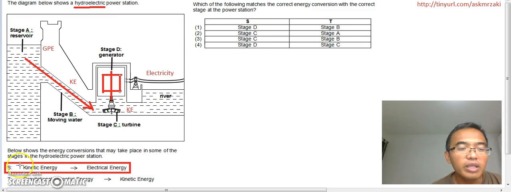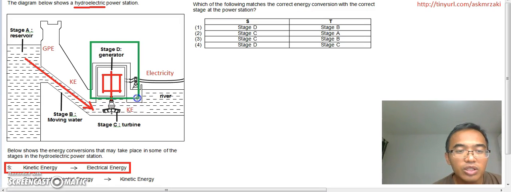So what happened is, where is S? Stage S is actually in stage D. Oh man, okay, I'm going to change that. So this stage here, stage D, changes kinetic energy to electrical energy.